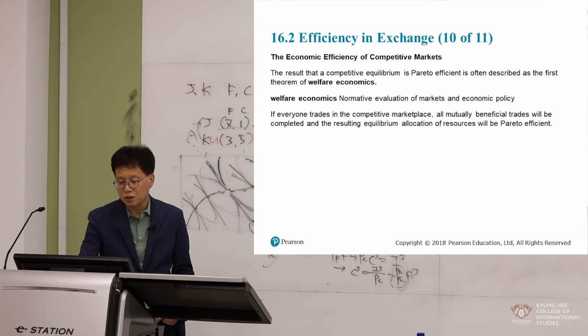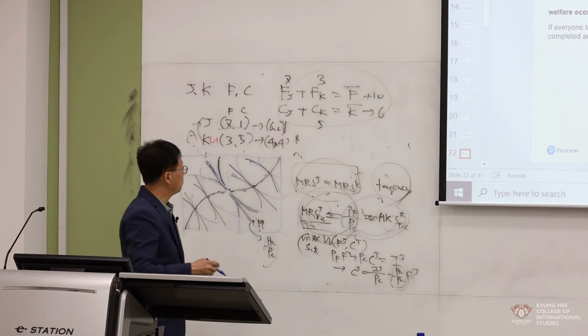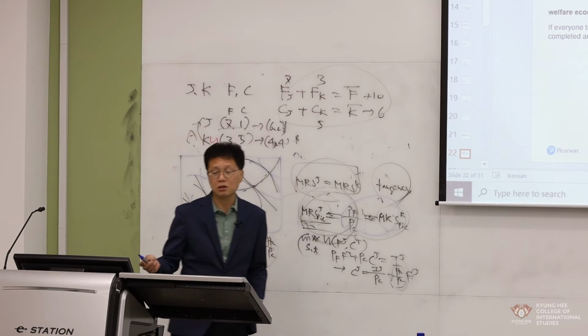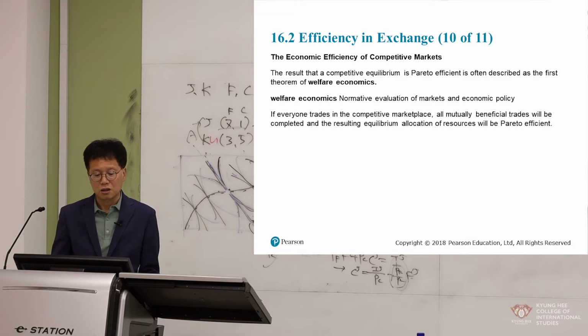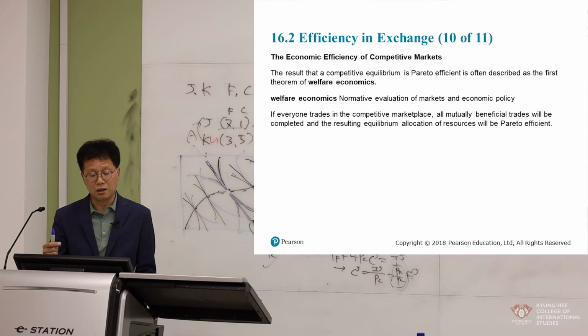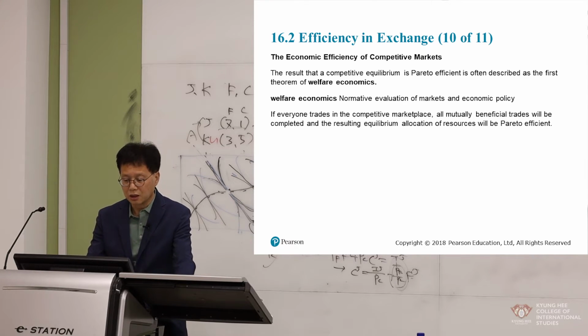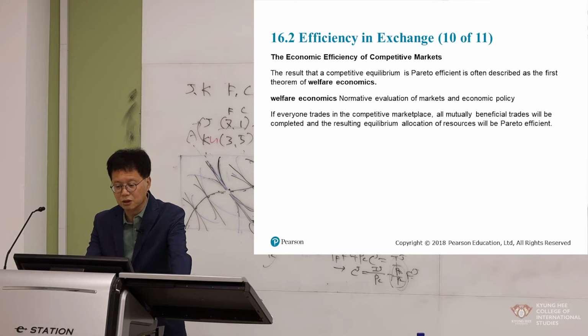The economic efficiency of a competitive market. The result, that the competitive equilibrium is Pareto efficient, is often described as the first theorem of welfare economics. Welfare economics. So in Korean we say 후생경제학. Welfare economics has two important theorems. The first theorem and second theorem, right? Before that, I'd like to explain what welfare economics is.